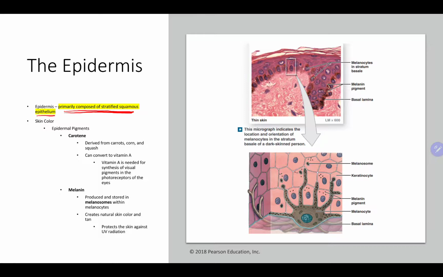When we're looking at skin color, right, there's epidermal pigments, right, such as keratin and then melanin, right? Melanin is going to be produced and stored in these melanosomes, right, within the melanocytes, right? These are the cells that create it, okay? Cells that create the melanin. And again, it's going to create that natural skin color and tan, and it's going to protect against UV radiation, right? It's going to be that melanin produced by the melanosomes within that melanocyte, right? That melanocyte, or that melanin cell, right?